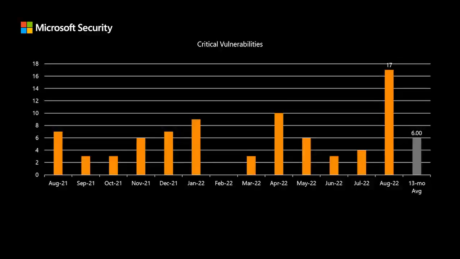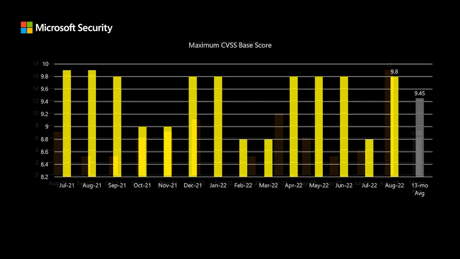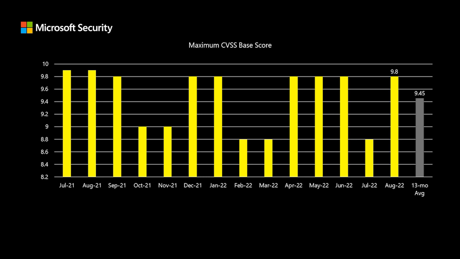When we look at the critical vulnerabilities, we've been averaging six critical vulnerabilities per month. And this month, in August, we're addressing 17, so quite a bit higher than what we've been seeing over the past year or so. Next, we'll look at the scores of the vulnerabilities.